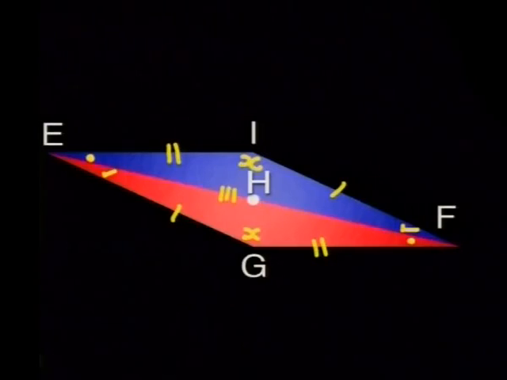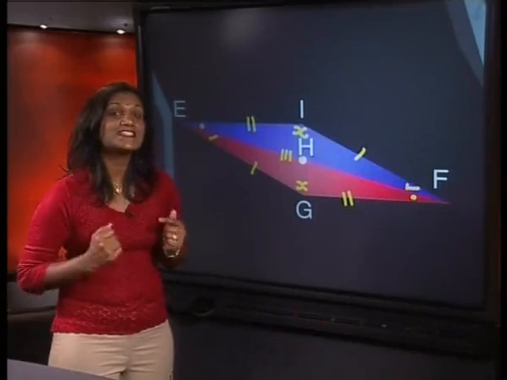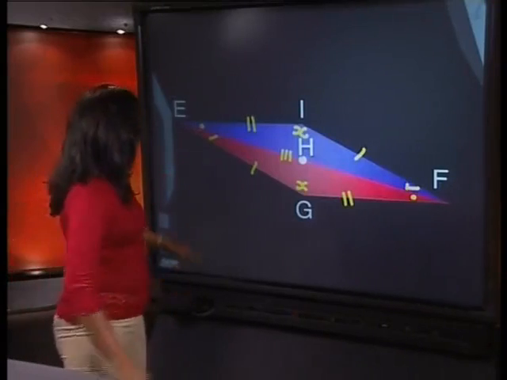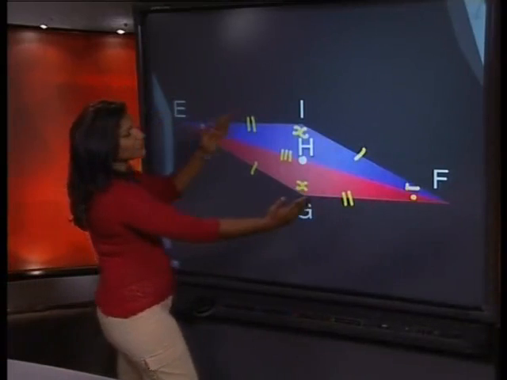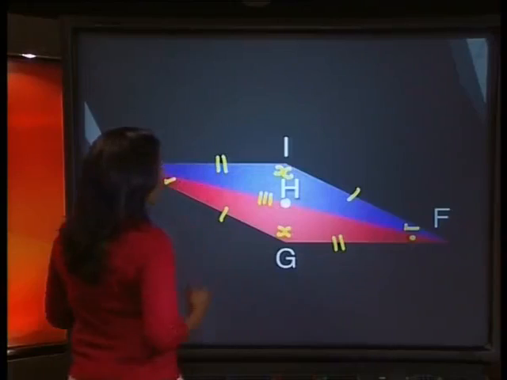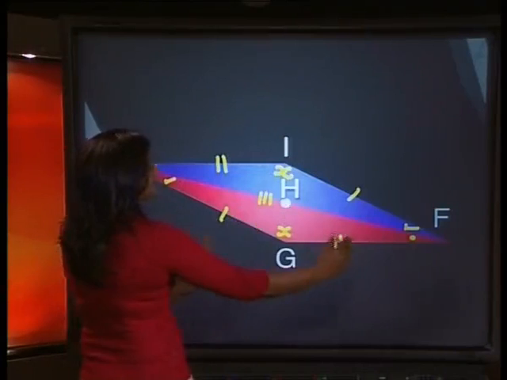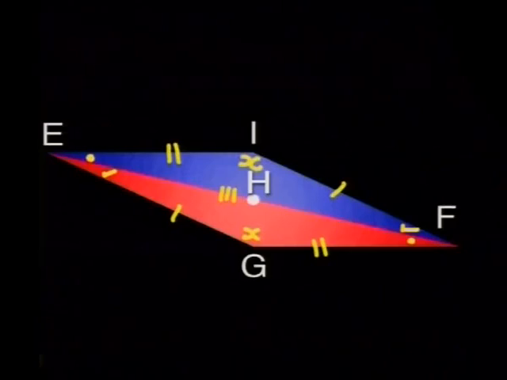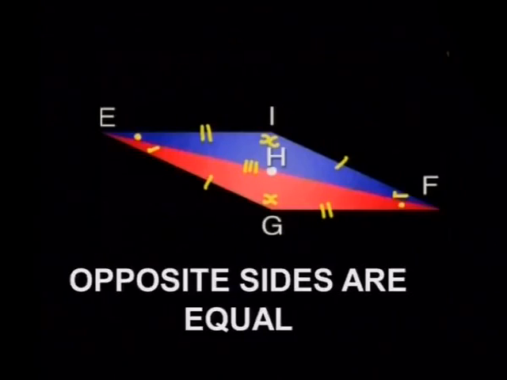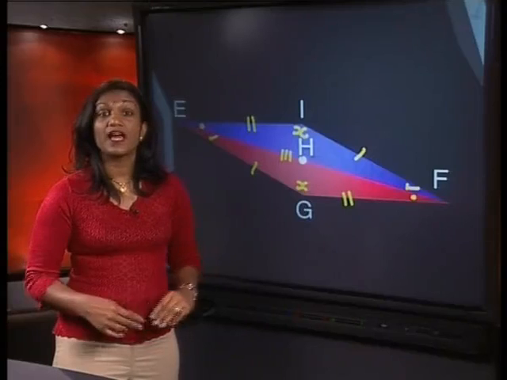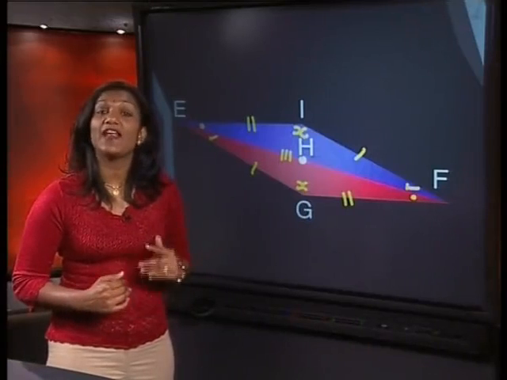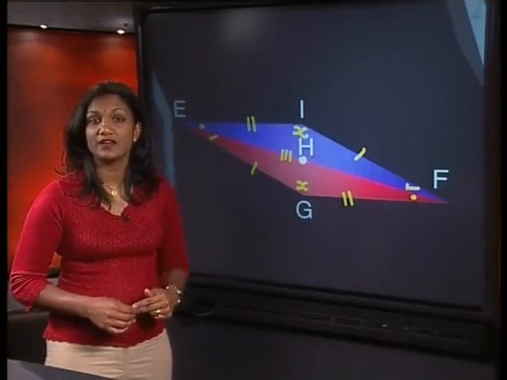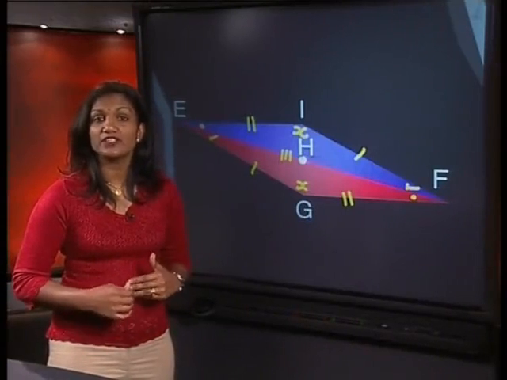Wow, we have made a parallelogram. Can you identify any of the properties of the parallelogram? Let's start with the lengths of the sides. We know that EG is equal in length to IF. We also know that EI is equal in length to GF. This means that in a parallelogram, the opposite sides are equal to each other. Another very interesting thing about the lines of this shape should be mentioned here. The opposite sides are parallel to each other.